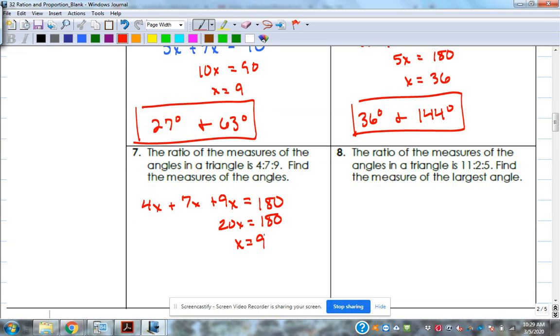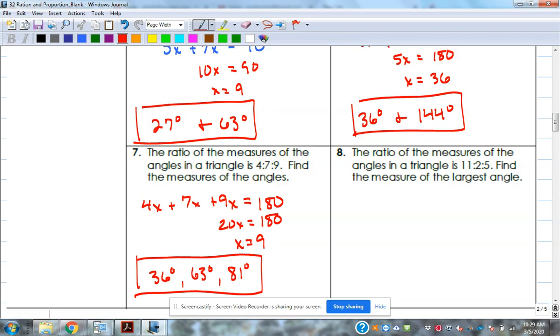X is 9. So the ratio, the angles would be 4 times 9 is 36, 7 times 9 is 63, and then 9 times 9 is 81. Those are our 3 angles. Pretty easy stuff. Ratios are boring.